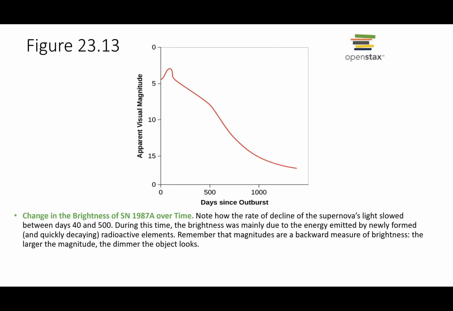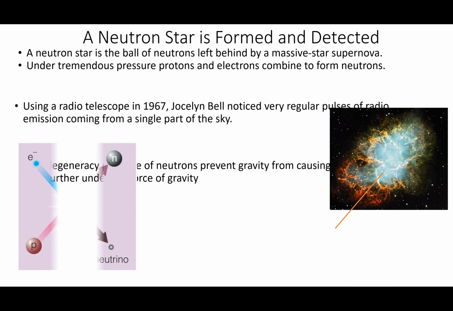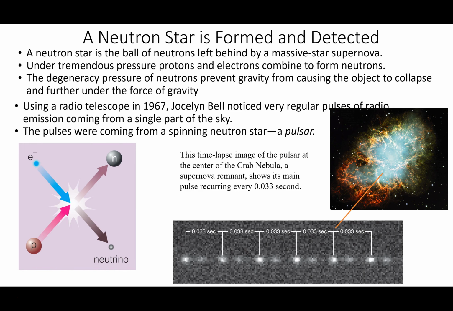And supernova, this is just to show you, not sure how the question is going to be formed here, but this is the brightness. Remember, magnitude is brightness, the apparent brightness of the object after it goes supernova. So right here would be very bright, and then it dims down over time. There will be a question about the neutron star.